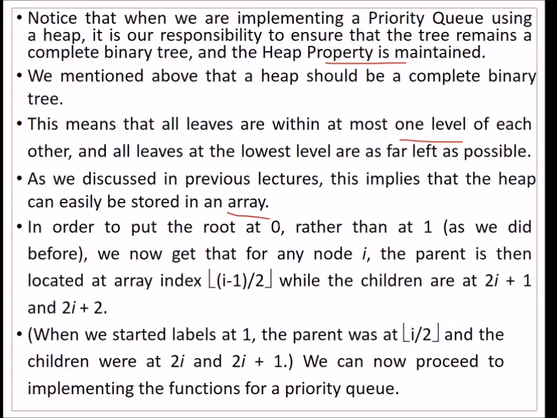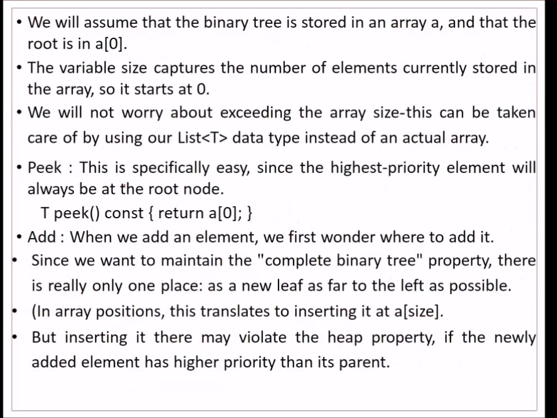So a heap can easily be stored in an array. This is also possible because we have seen that if we start with 1, the parent will be at index i by 2, and the children will be at the index numbers 2i and 2i plus 1. But if you want to put the root at 0, then you have to do some addition and subtraction on these values, because we had actually added 1 to each of them.